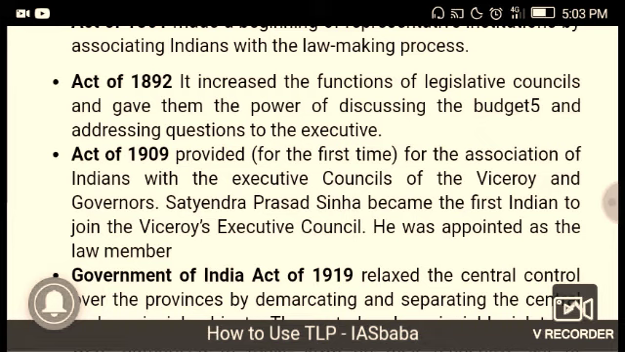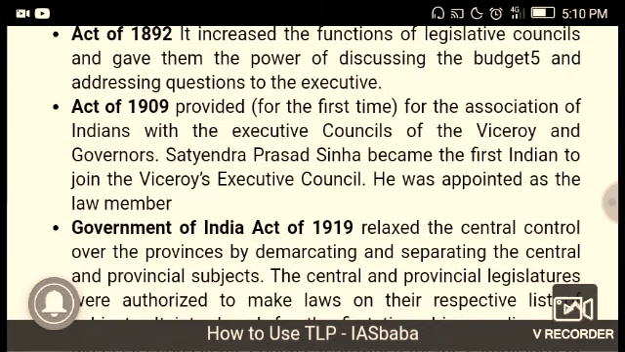Act of 1909: it provided for the first time for the association of Indians with the Executive Council of the Viceroy and Governors. Satyendra Prasad Sinha became the first Indian to join the Viceroy's Executive Council. He was appointed as the law member.